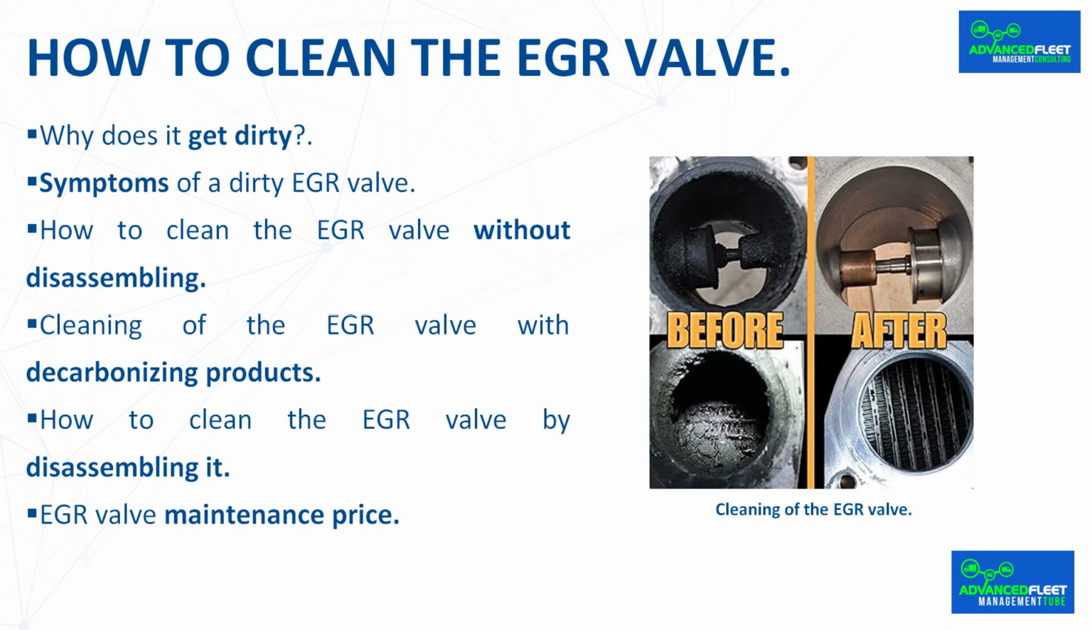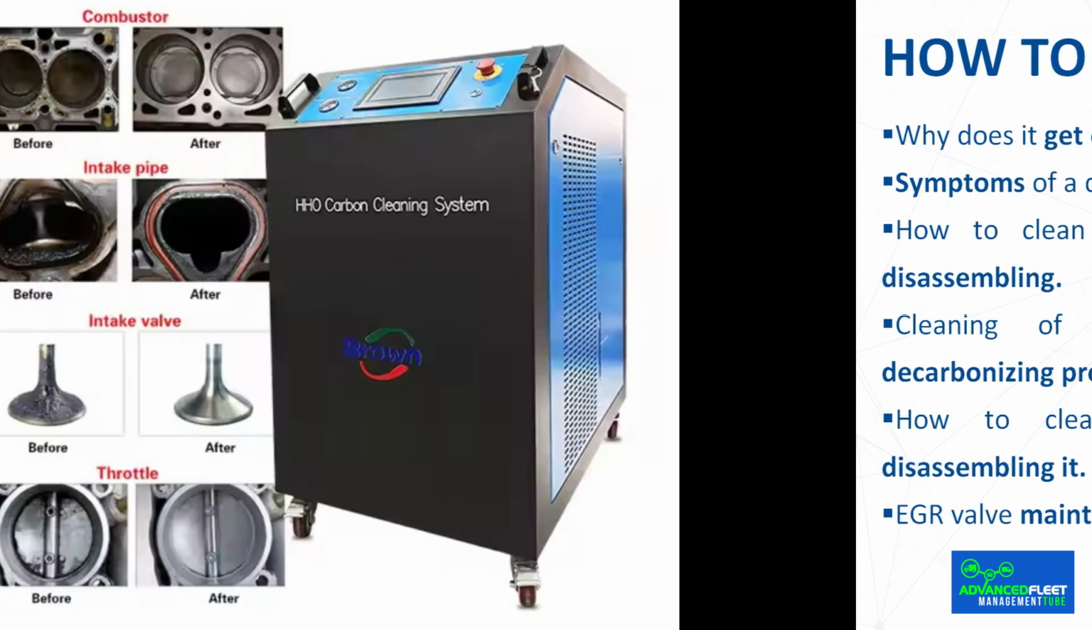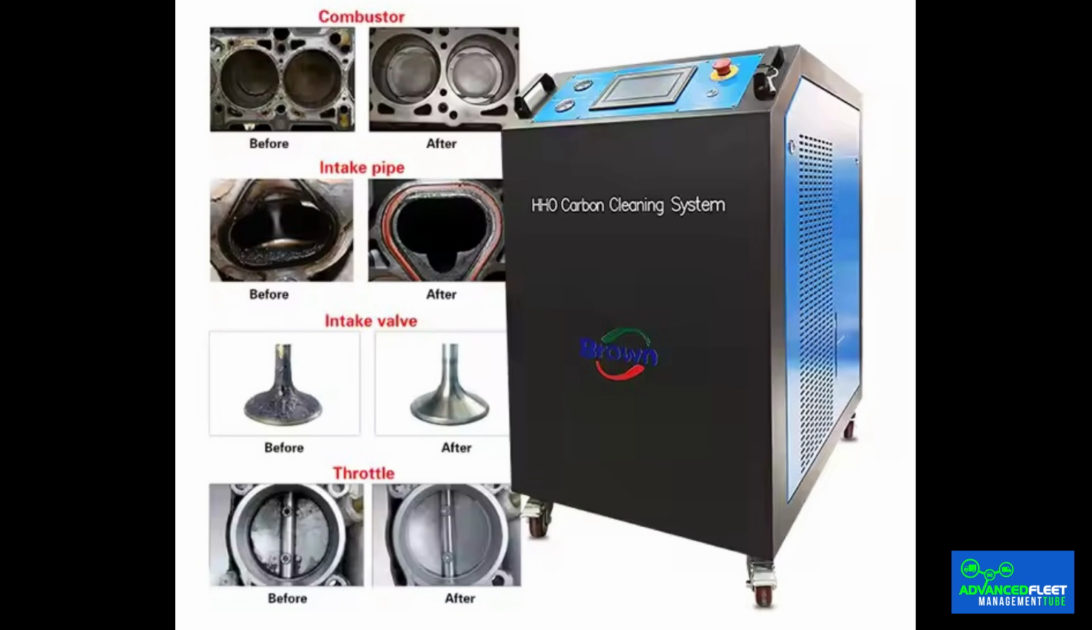Use quality oils. Much of the carbon that is expelled through the exhaust is generated by the combustion of the oil. Using cheap lubricants will increase the amount of carbon in the exhaust and shorten the life of the EGR. A cleaning of the EGR valve with decarbonizing products. An effective and non-invasive method is the use of a hydrogen decarbonization treatment, which should be performed in a specialized workshop. This process breaks down soot and improves combustion.